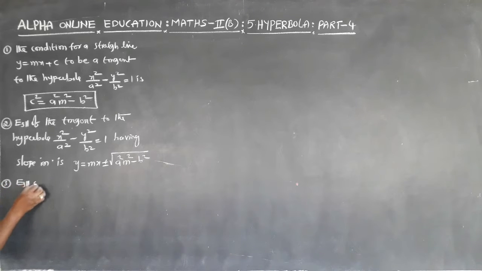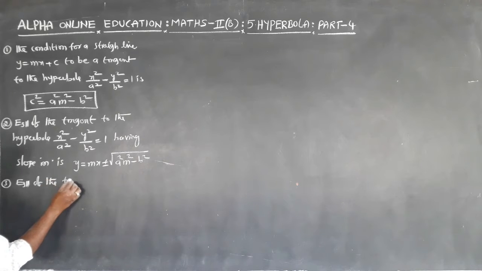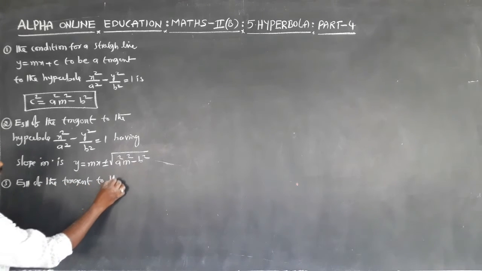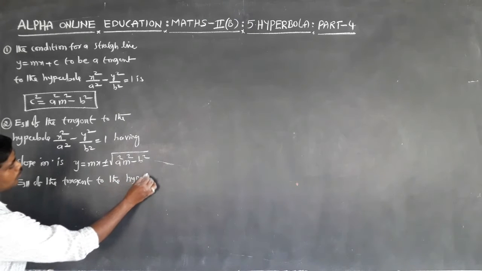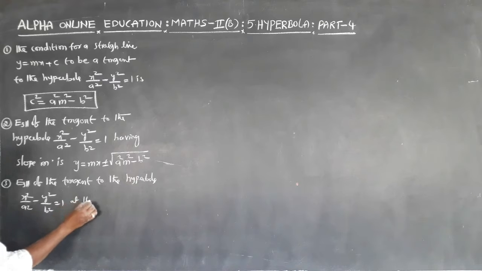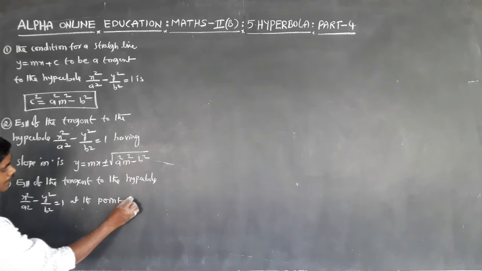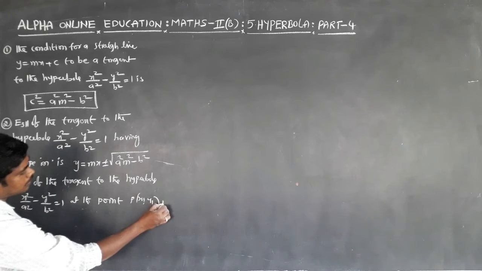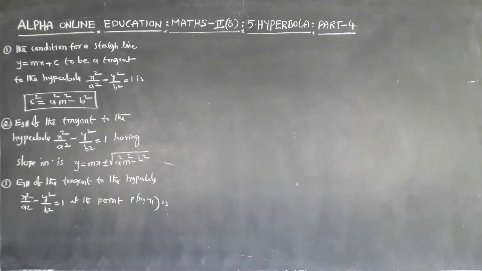Next one is equation of the tangent to the hyperbola x square by a square minus y square by b square equal to 1 at the point P of x1 comma y1. The equation of the tangent to the hyperbola at the point P of x1 y1 is S1 equal to 0.